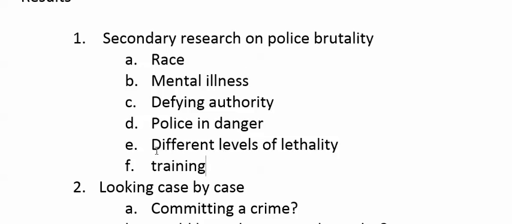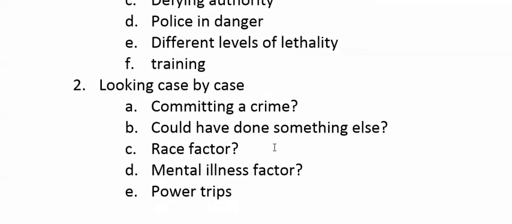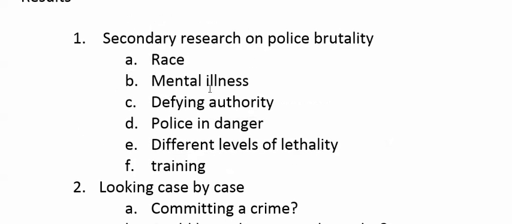And so from these criteria, he narrowed it, taking those ideas and turning them into factors. So here, was there a crime being committed? Could something else have been done? What were the factors? Was race a factor? Was mental illness a factor? Was, I don't really remember what Power Trips was, but the idea is that now when he's looking case by case, he's really looking at which of these things came into play.